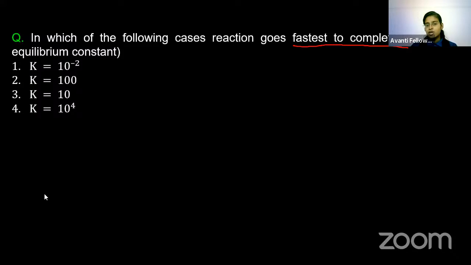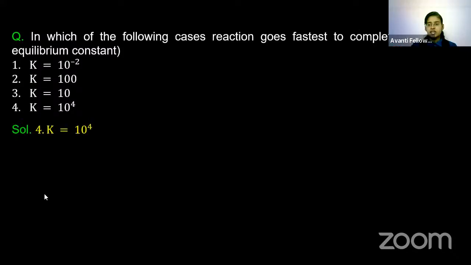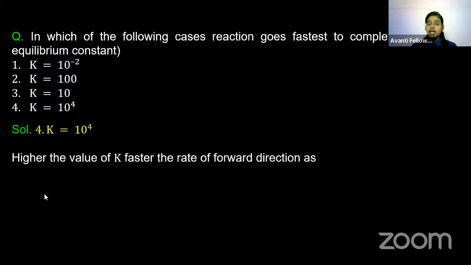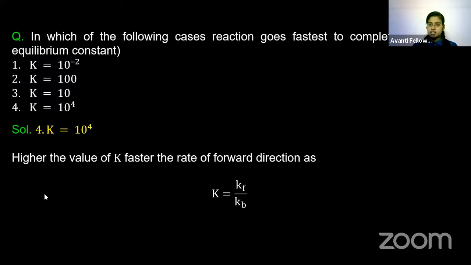In case of 4, Abhinash, fourth option. Yes, ma'am. Very good. That is exactly the correct answer, because the equilibrium constant KEQ value is greater than 10 power 3, right? Very good, Roshan Mahalakshmi. Answer is correct. Higher the value of K, faster is the rate of the forward reaction. So option 4 is the correct answer.